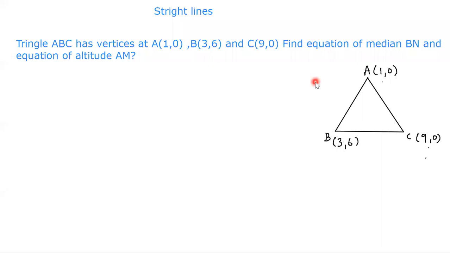Hello students, in this question, triangle ABC has vertices A at (1, 0), B at (3, 6) and C at (9, 0). We have to find the equation of median BN and the equation of altitude AM. So we have to do this question in two parts.